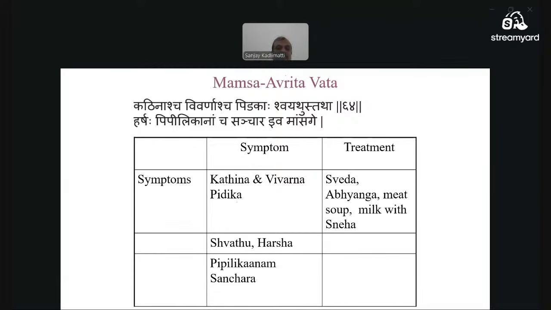Iva Mamsage. Treatment is Sweda, Abhyanga, Mamsa Rasa, Sneha with Dugdha. Swedana can be done because Mamsa and Vayu are both Swedana Sadhya. Abhyanga can be done when Vata Lakshanas are overpowering on the Mamsa, or else there are some Tailas which can be used for Mamsa also. Mamsa Vardhanam, Mamsa Vruddhi, that is Mamsa Rasa, can be given whenever Vata is deteriorating Mamsa. And to balance both, milk with Sneha Dravyas also can be given.